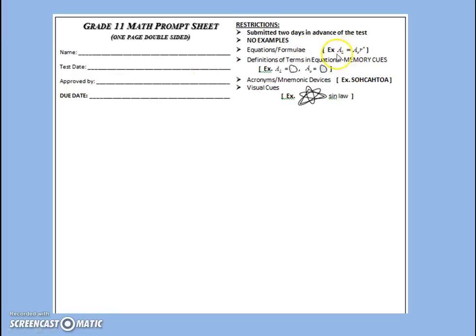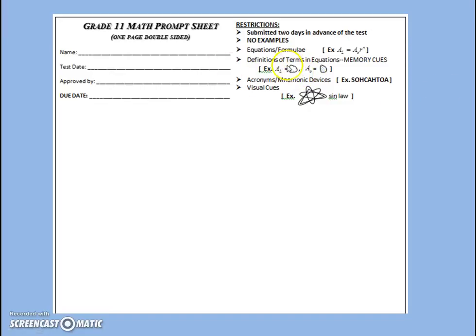So, for example, your decay or rate of increase right here. And definition of terms. Once again, we limit it to memory cues. What we have is the original, and then, so this is a rate of decay, the original, and then after time has passed, what's left over.